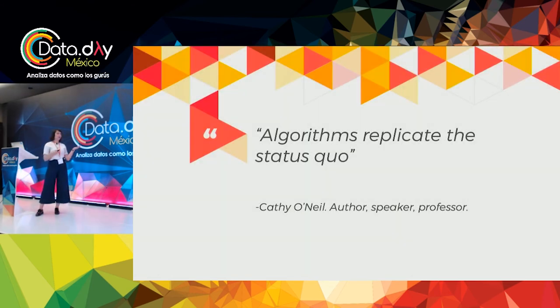And Cathy O'Neil, who is a brilliant author, wrote a book called Weapons of Math Destruction, which focuses on this topic. I highly recommend it. She notes that algorithms replicate the status quo. And that's exactly what would be happening in this model of predicting housing prices from income.